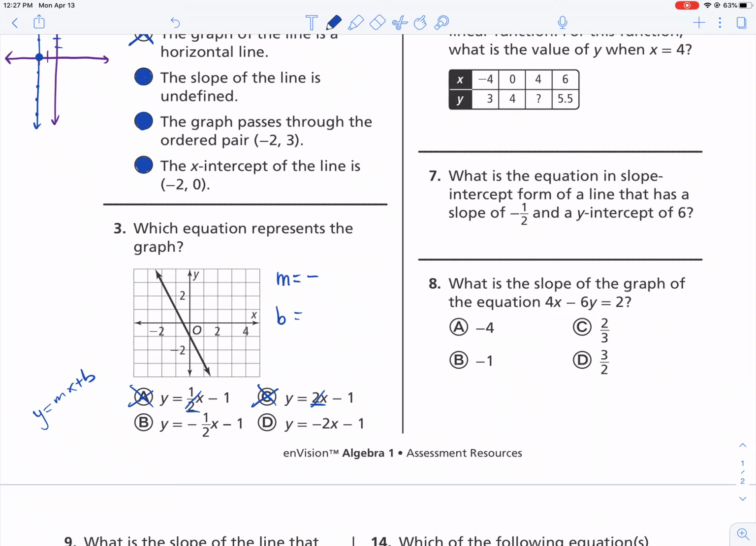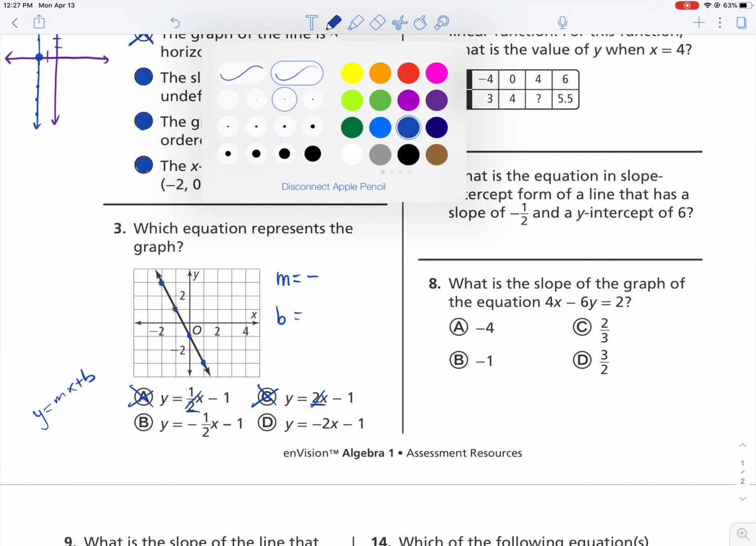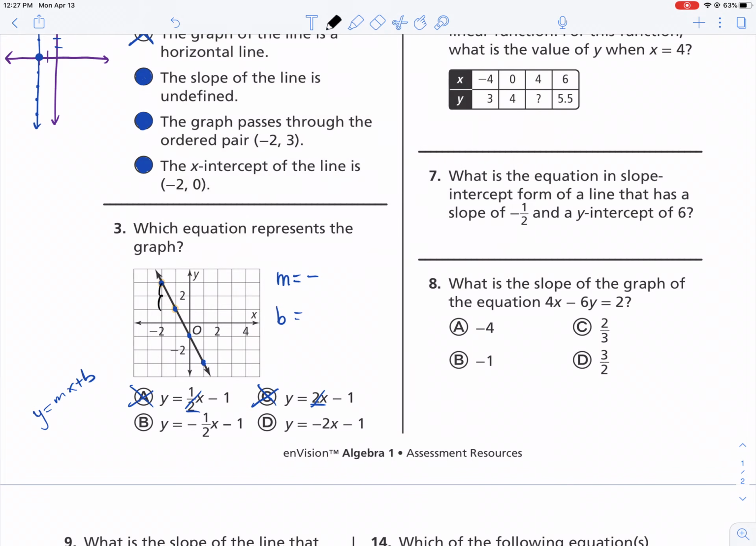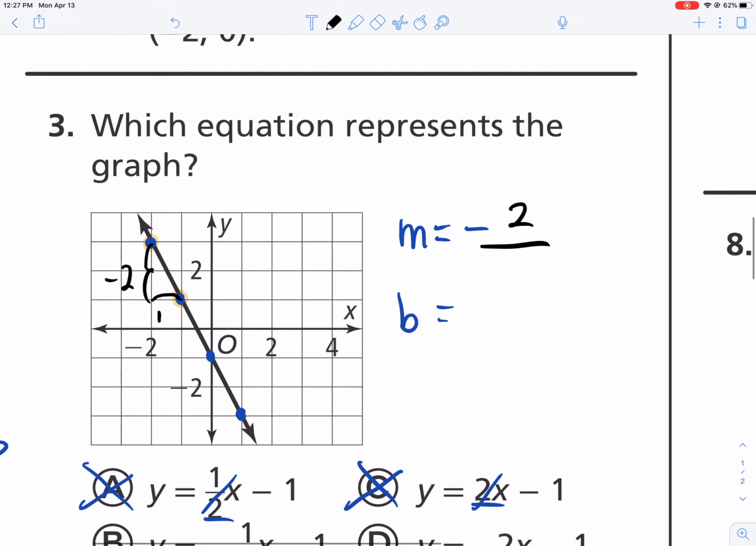So I'm going to pick a nice point where the line crosses here, here, or maybe here, or here, and I want to see how much it changes. So if I go from this first blue point here, let's use a highlighter, if I go from here to here, I want to see how much they change. So I'm going to drop down 2. So I'm going down 2 spaces, and I'm going to run 1 space. So I'm going to end up with -2 over 1.